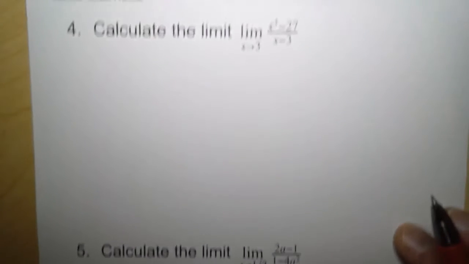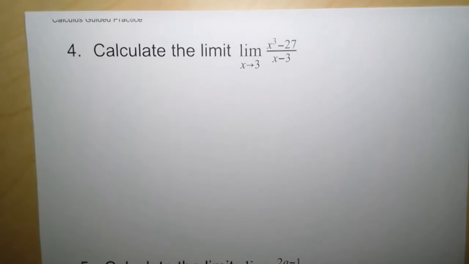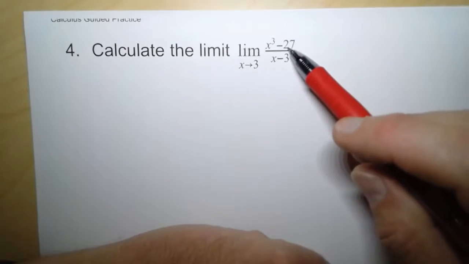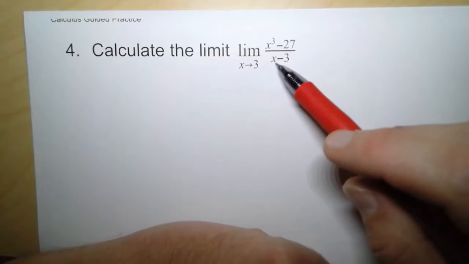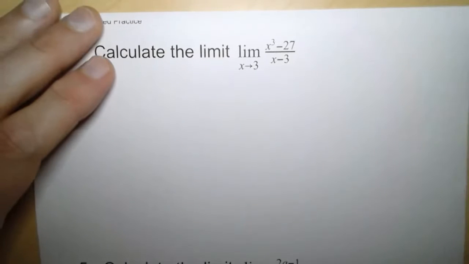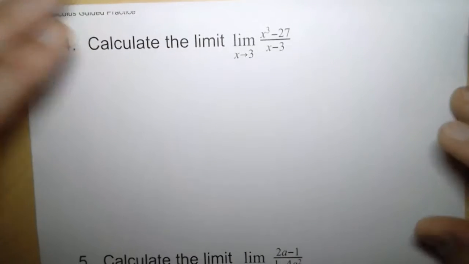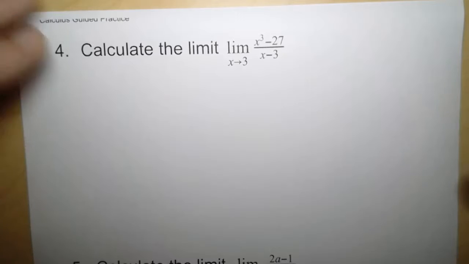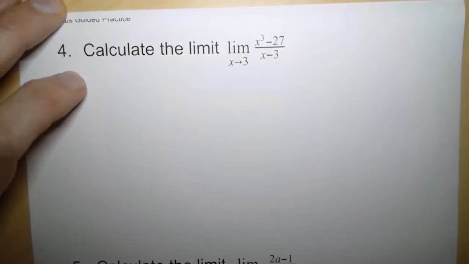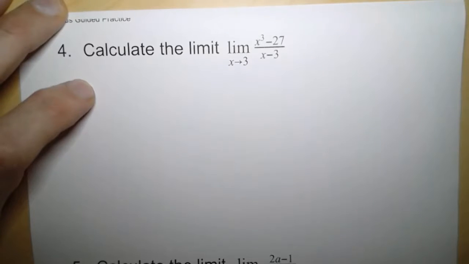So looking up here at number 4, if we were to plug in 3, 3 cubed is 27, minus 27 would be 0. Plugging in 3 here, minus 3 would be 0. So again, we would have 0 over 0. And that's going to be true for all the rest of the problems here that we go over. So we need to ask, how can we simplify that? Now in the previous problem, the numerator had a difference of squares. Here we have a difference of cubes. So how does that factor?